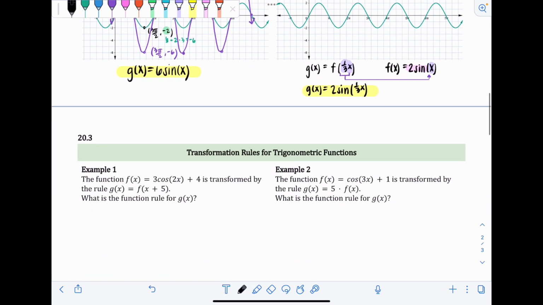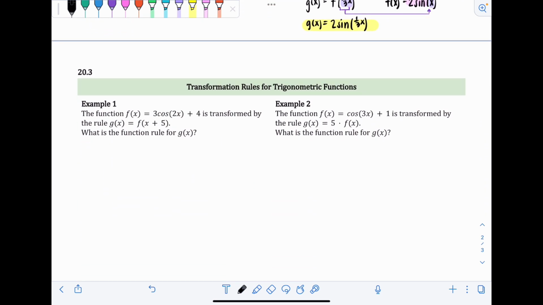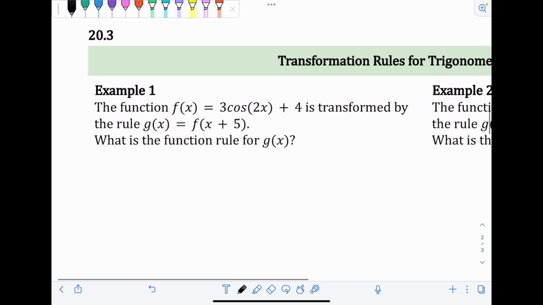Okay, moving down to 20.3, these ones will go pretty quick. So, transformation rules for trig functions. Example 1 says the function f of x equals 3 cosine of 2x plus 4 is transformed by the rule g of x equals f of x plus 5. What is the function rule for g of x?